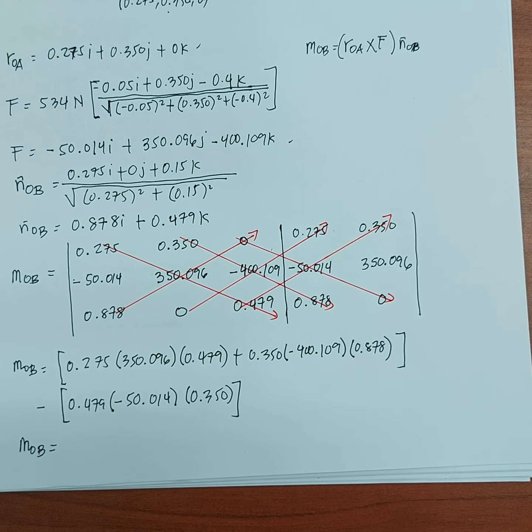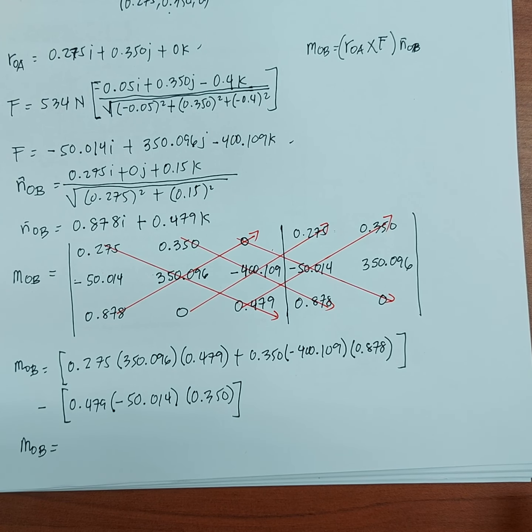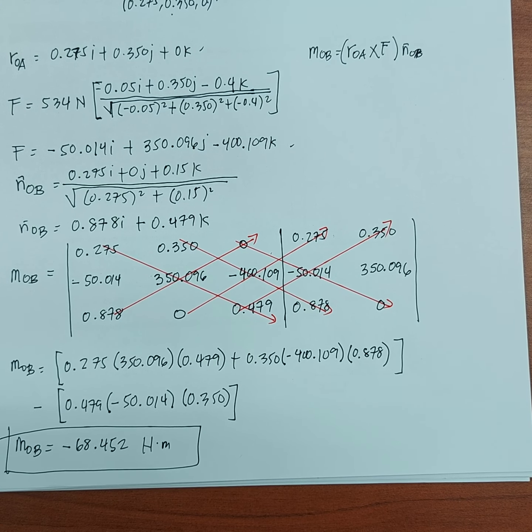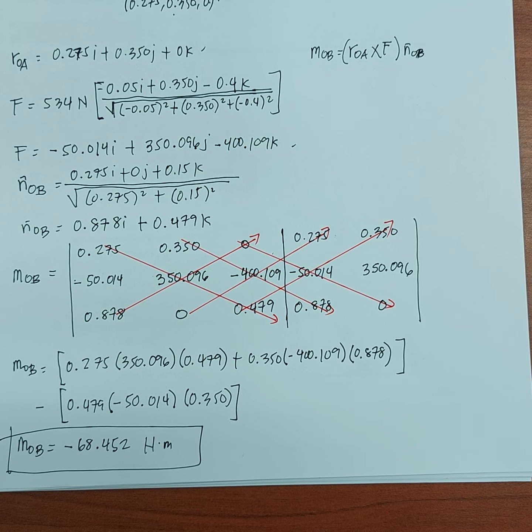So the moment of the force about line OB is equal to, simplify nyo lang ito, then we will be arriving with this value, negative 68.452 Newton meter. So that would be the answer for this particular problem or example.